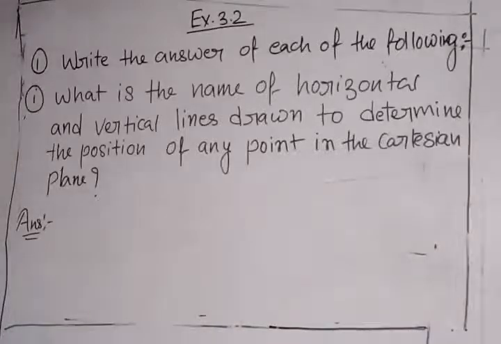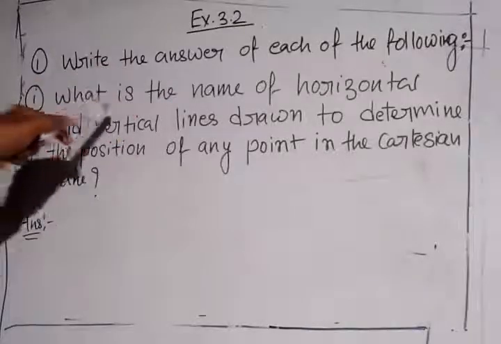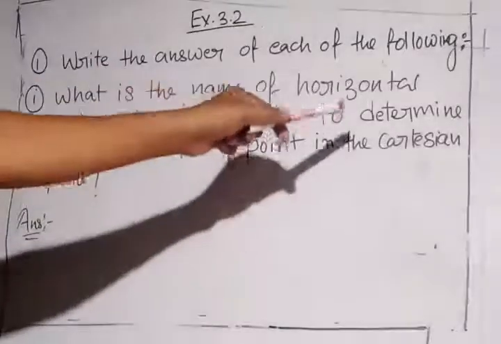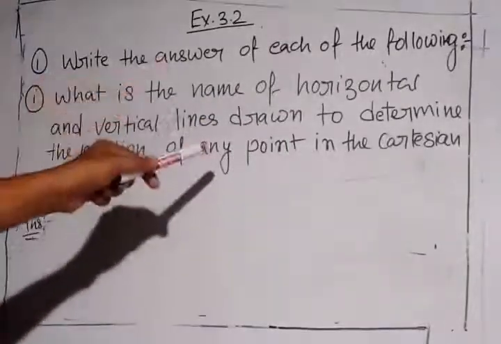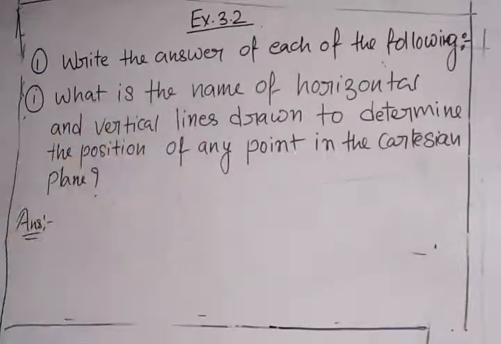Okay, now let's discuss the exercise 3.2 from the coordinate geometry. The first question is, write the answer of each of the following. What is the name of horizontal and vertical lines drawn to determine the position of any point in the Cartesian plane? What is the name of the horizontal and vertical lines?